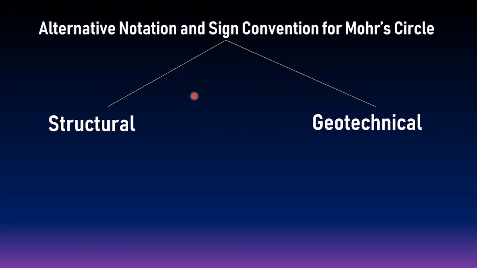Let me tell you this. I'm going to divide it into two. We have a sign convention for structural and a sign convention for geotechnical. Because if we are studying structural engineering, we are talking about materials that can be in tension and can also have compressive stress. Unlike in geotechnical, in which soil cannot have tensile stress; it is only stressed appreciably by compressive stress.